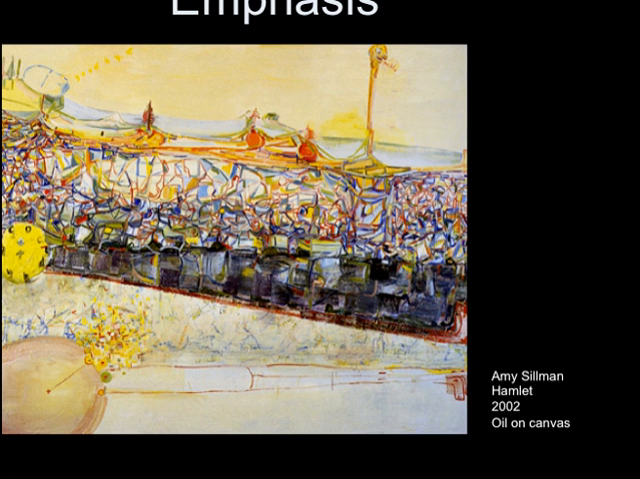So emphasis is the arrangement of elements in art to make some areas the primary focus of the viewer's attention. On this Amy Sillman piece, what would you say is the area that's more emphasized? Where do you go first? Yellow. This yellow thing over here? Yeah. Other people? Yes? No?